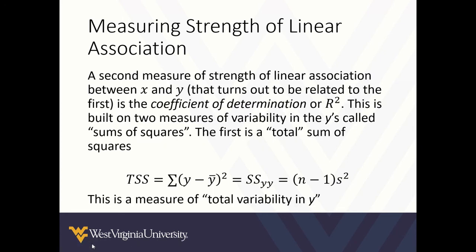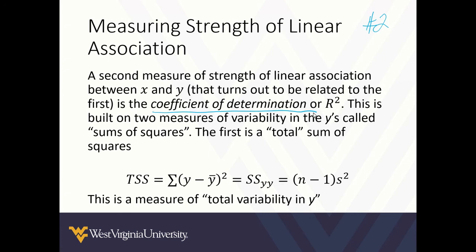Now that we've discussed the correlation coefficient, there is actually a second measurement of linear association, and it is called the coefficient of determination, and it is abbreviated by R squared. And this is built on two measures of variability in the y's called the sum of squares. The first one we're interested in is the total sum of squares. You may be familiar with this statistic from when we discussed ANOVA.